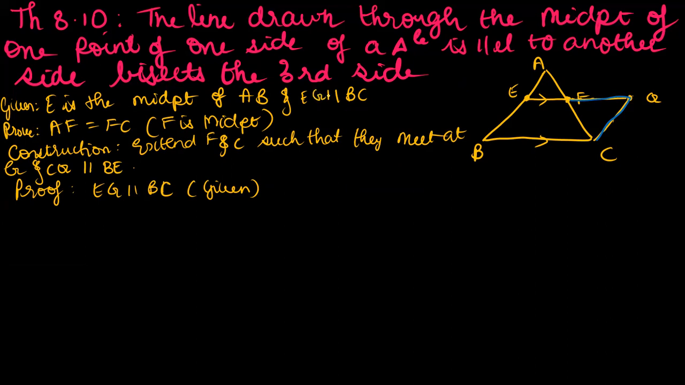EG is parallel to BC because the line drawn through the midpoint of one side of a triangle, meaning from point E, whatever line is drawn, is passing through the point of AC. That is, it is passing through F and it stops at G. So EG is parallel to BC. Therefore we are writing that EG is parallel to BC, given, and BE is also parallel to CG by construction.